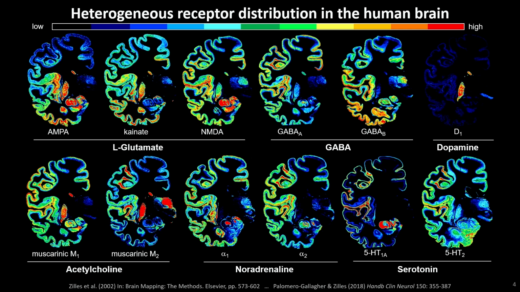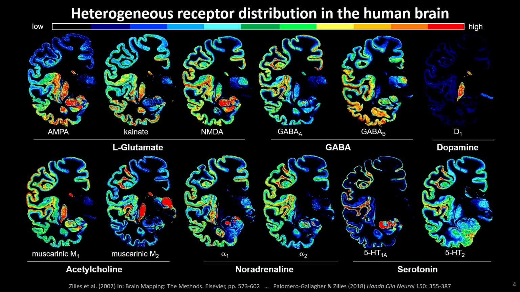Now, if you look at this image here, it shows coronal sections through a human brain in which we've labeled different receptor types. You can see by the color coding, where blue tones code for low receptor densities and red tones for high receptor densities, that receptors are heterogeneously distributed throughout the brain. You've got differences at the regional level, between cortex and subcortical structures, within cortex, within subcortical structures. We can see regional differences, we can see laminar differences in the cortex.